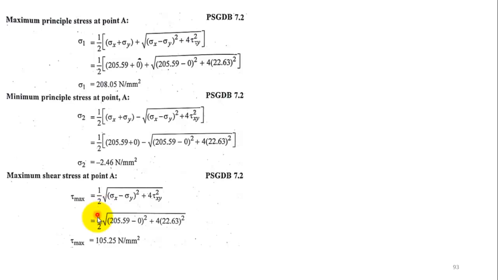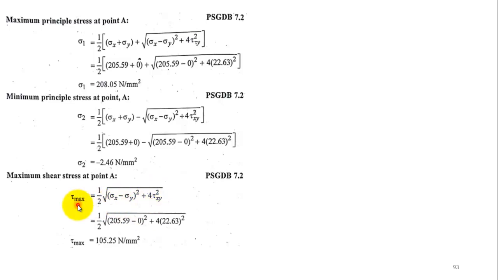Then we have to calculate the shear stress at point A. You can note down this formula and calculate them. This formula will be available in the PSG data book. Sigma x we already calculated, sigma y also we already calculated. Sigma xy we calculated means those formulas you can use here, those values. Similarly, tau xy also you can use. These are all the maximum and minimum stresses acting at that particular point.